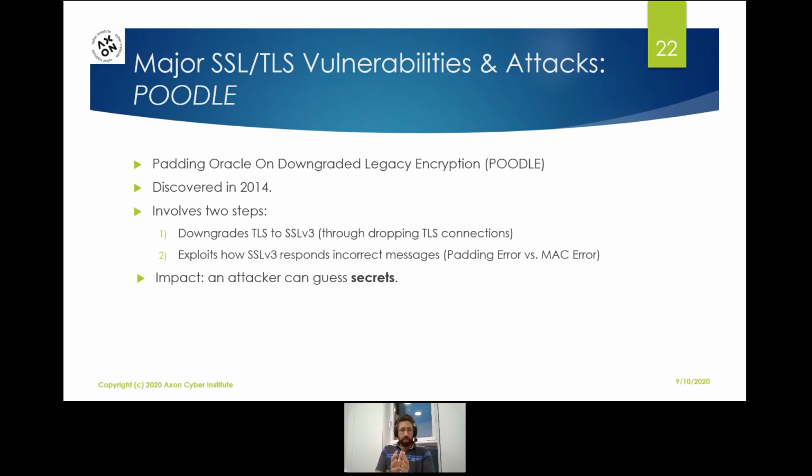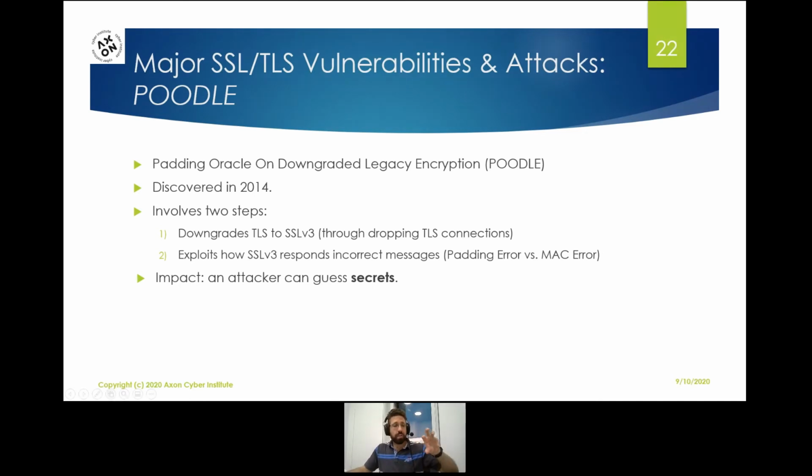So the attacker comes in the middle between a client and the server. The client wants to talk in a newer TLS version, let's say 1.2, and the attacker in the middle tries to drop packets. It drops the first TLS connection, the second time, third time, fourth time. It tries multiple times, dropping the connection. Many web browsers, when the connection is not properly established with the server, switch automatically to SSL version 3.